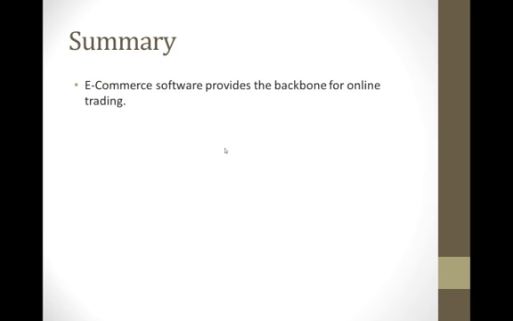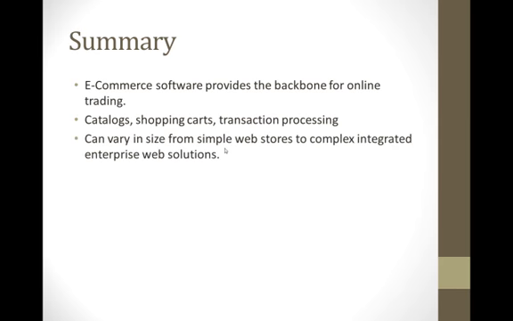Okay, so what did we talk about today? Well, e-commerce software provides that backbone for online trading, any type of commerce that's going on, right? And the big three things, catalog, shopping carts, and transaction processing, are what happens in this e-commerce software. Now, those are the basics, but to do more advanced stuff, you need to have tools that can grow with the business, that can go from very simple web stores to complex integrated enterprise web solutions. And there's a ton of different pieces of software out there that make it easy to do this, or relatively easy.